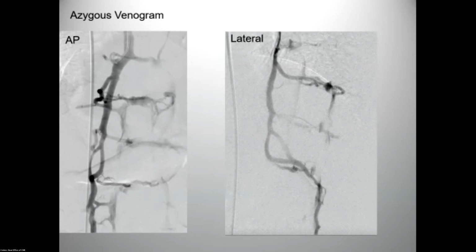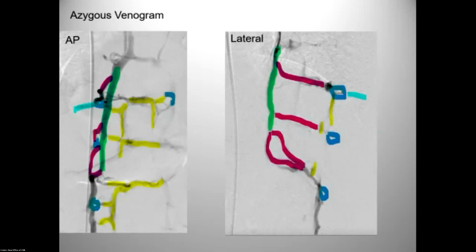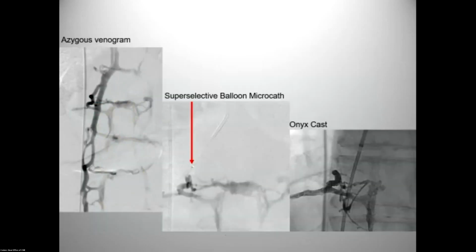surround the neuroforamen. And this is right where the neuroforamen is. On the lateral, you see the paraspinal vein, and this is right where the neuroforamen is. So the blue depicts the neuroforamen, the red are the paraspinal veins, and the yellow are the epidural veins. So you can see there's quite a bit of networking between the different compartments. So it's important to know the anatomy so that you can deposit the glue where it's supposed to be, not necessarily where it's not.